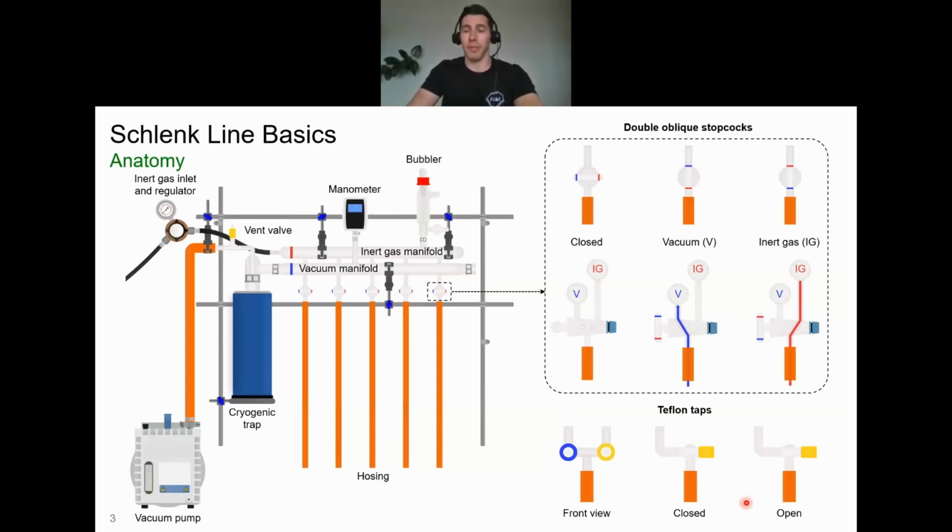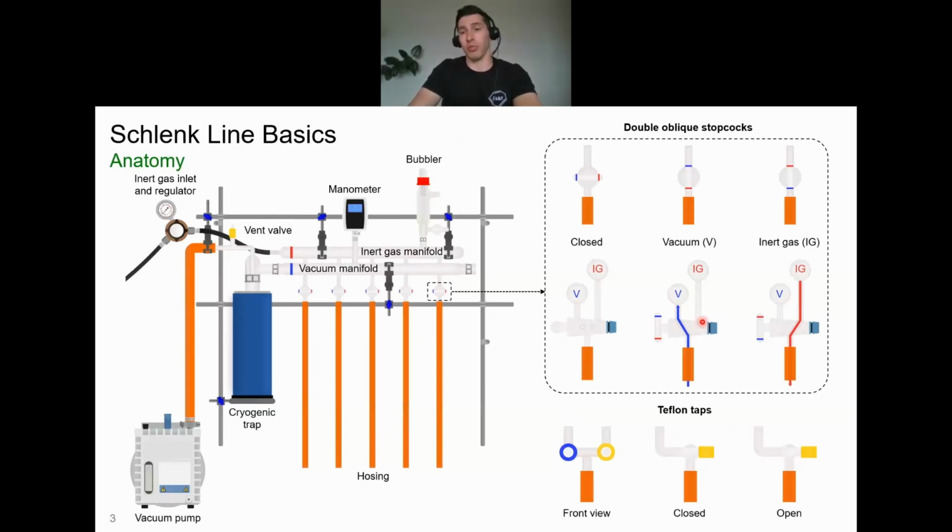Now, the benefits of the Teflon taps is that you have much finer control of your vacuum and inert gas. They're completely greaseless, so you avoid any contamination. But there is, of course, a risk that you can accidentally have both inert gas and vacuum open at the same time, which has many risks because you can then potentially condense your inert gas. You're, of course, wasting your gas.